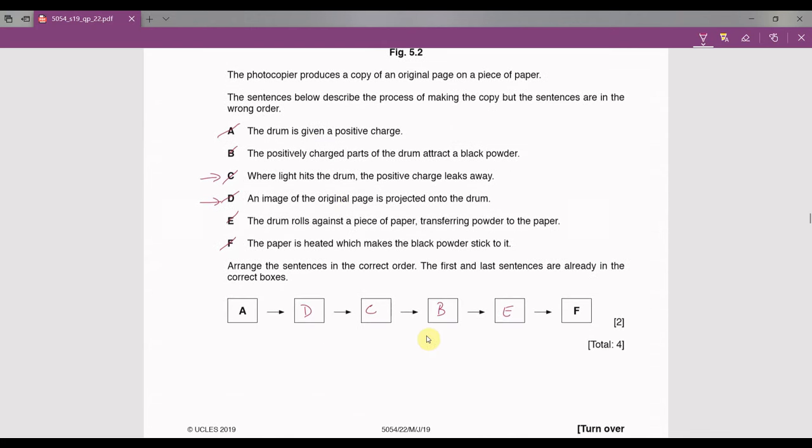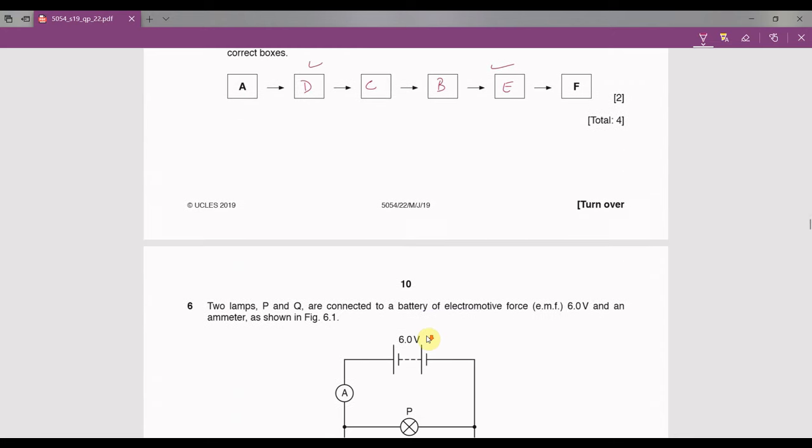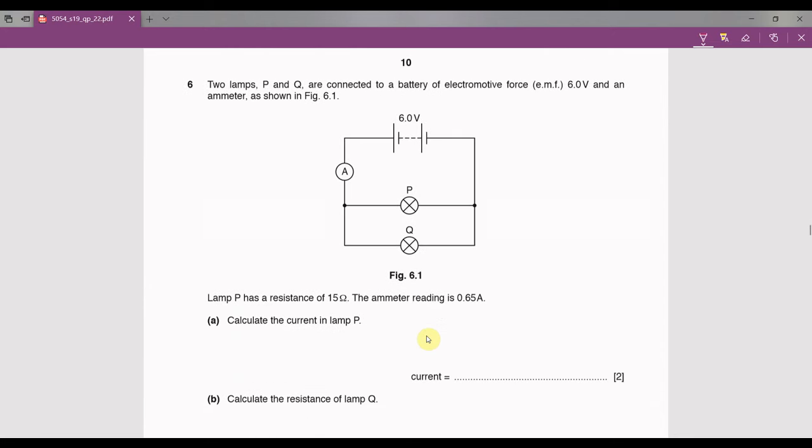Now in order to get two complete marks, you have to get all of them right, and in order to get at least 1 mark, you need to get at least part C and part D right, otherwise you're not going to get any mark in this one. Okay, so we are going to move to question number 6 now.